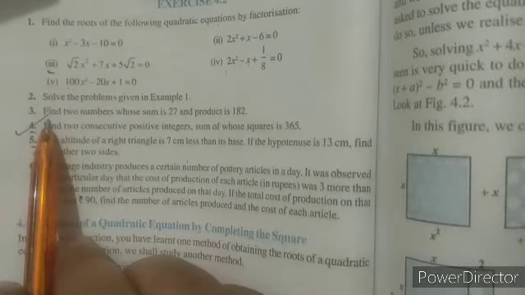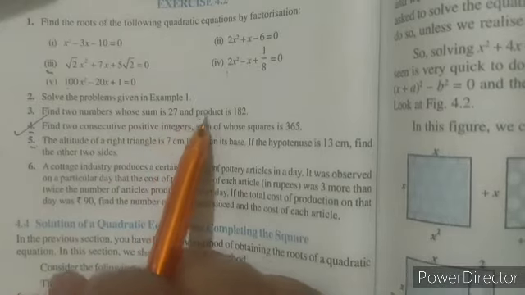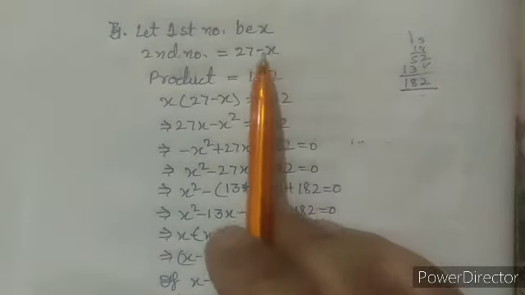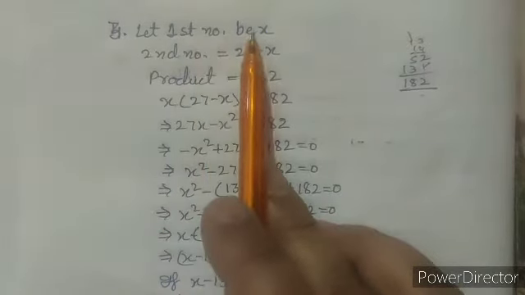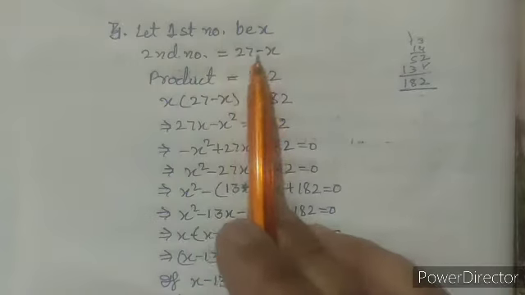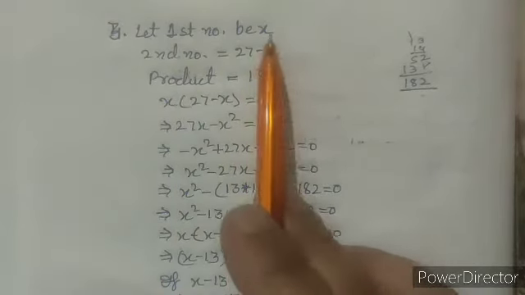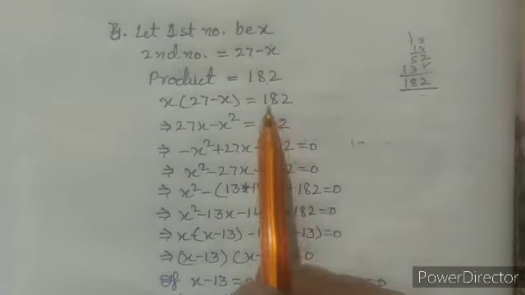Now come to question number 3. Find two numbers whose sum is 27 and product is 182. As we know, the sum of two numbers is 27. If you take the first number as x, then the second number will be 27 minus x. Now the product is given as 182, that means x into 27 minus x will be equal to 182.